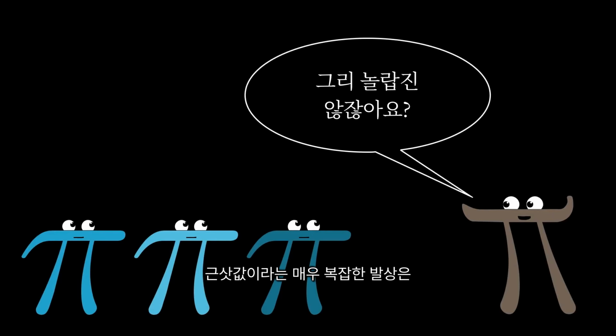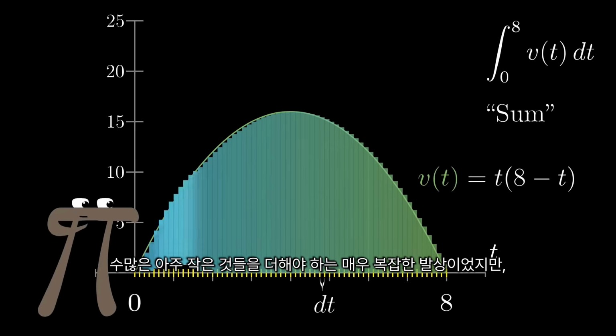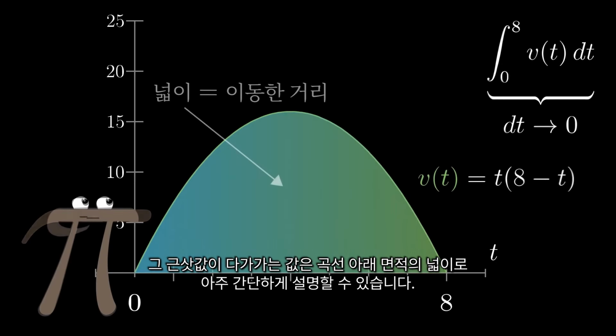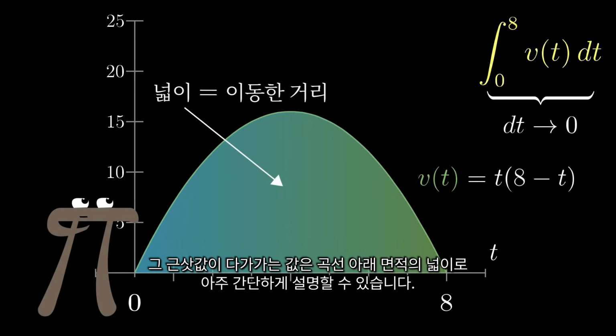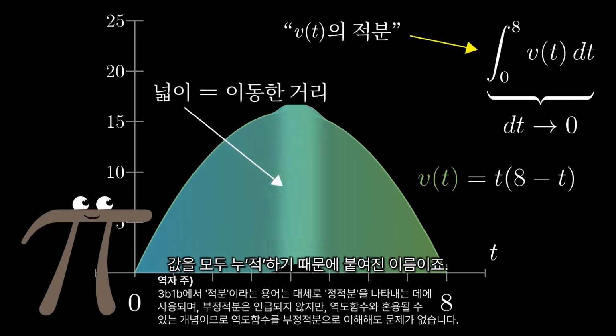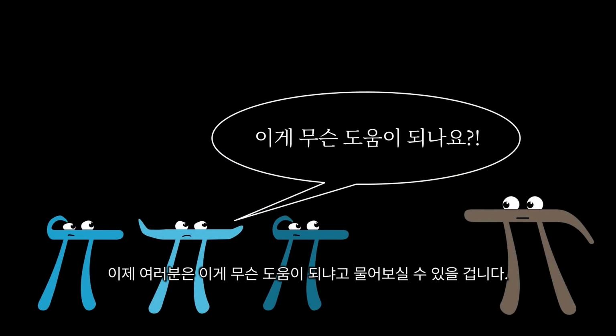We had this pretty complicated idea of approximations that can involve adding up a huge number of very tiny things. And yet, the value that those approximations approach can be described so simply. It's just the area underneath this curve. This expression is called an integral of v of t, since it brings all of its values together. It integrates them.